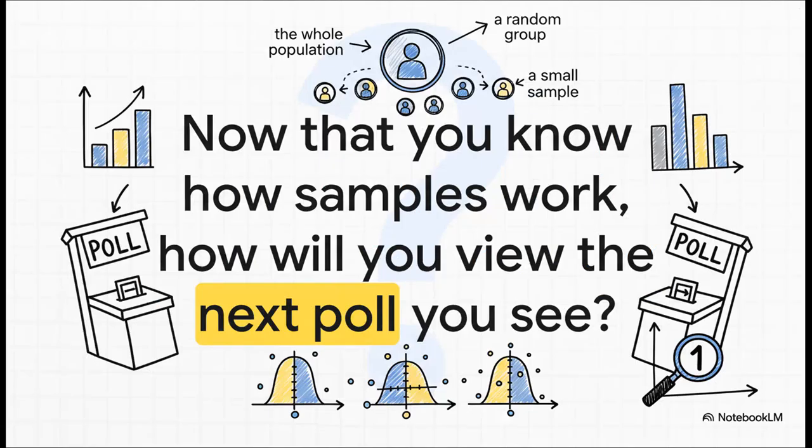So there you have it, the magic behind polling. Turns out it's not really magic at all. It's just math. It's the predictable, reliable power of random sampling, all guided by that incredible central limit theorem. It's what allows a small, carefully chosen group to act like a mirror for the entire population. So, the next time you see a poll in the news, you won't just see a number, you'll know the amazing statistical journey it took to get there.